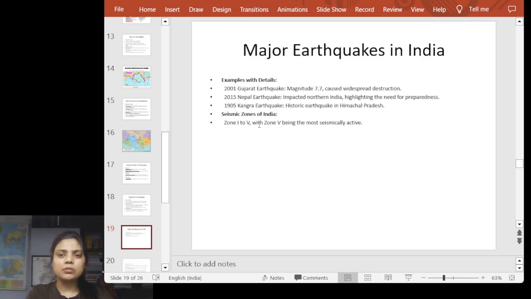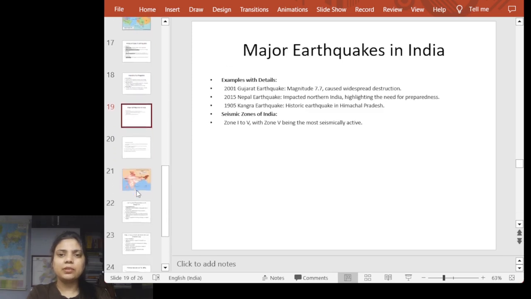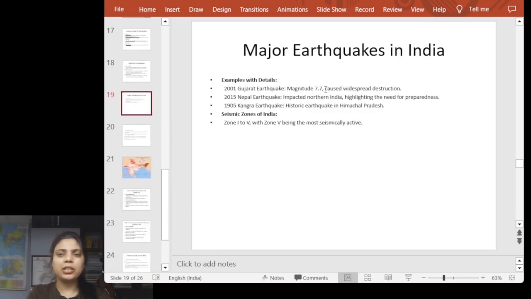In the year 2001, one of the most devastating earthquakes we have encountered was in Gujarat, and the magnitude was 7.7, and we have seen what kind of situation it created. And in the year 2015, we saw the Nepal region earthquake. Another example I have given is the most important topic for the mains and for the UPSC prelims also, and state PCS has asked about the seismic zones in India.